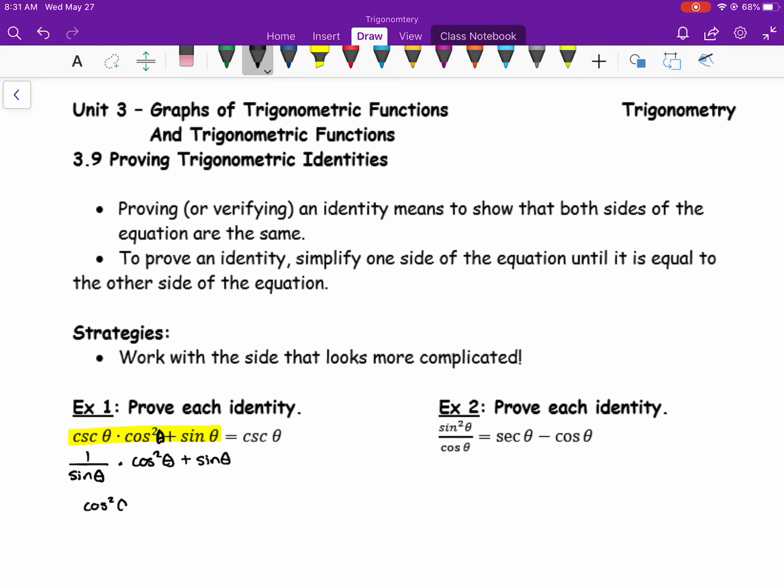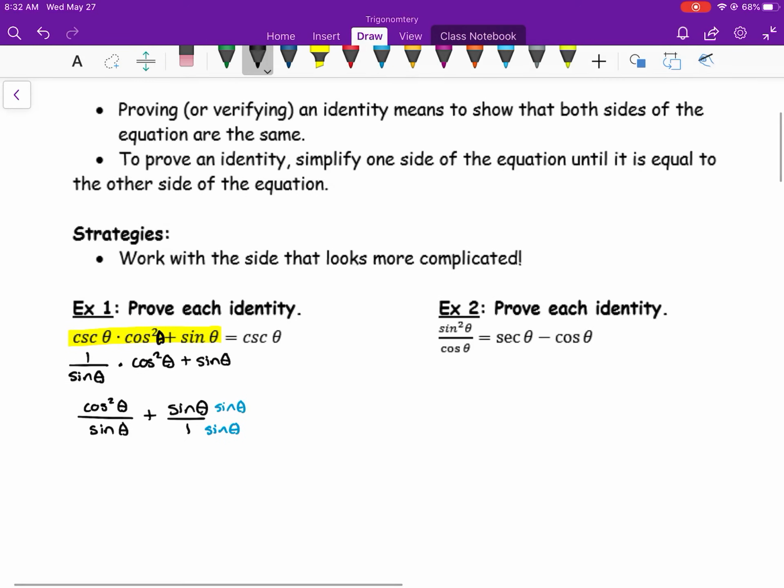I'm going to get cosine squared of theta times 1 over sine of theta plus sine of theta over 1. So I need to make common denominators so I can condense further. So sine of theta times sine of theta. Alright, so I'm going to get cosine squared of theta plus sine squared of theta all over sine of theta.